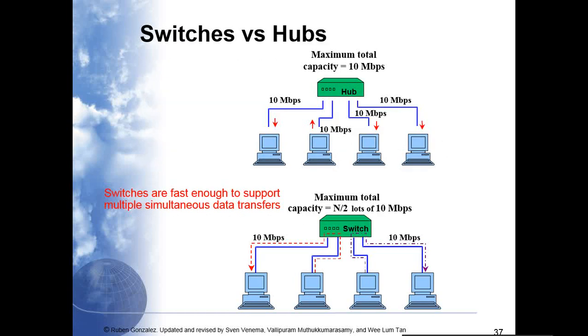Switches versus hubs. Here's an example of the hub. You'll see on the top there is one machine sending stuff to the hub, and the hub forwards it out of all the ports. As opposed to the switch down the bottom, where there's one machine talking to the switch, and that switch is only sending it out of one output, which means the other machines could also be sending stuff and dealing with information. So switches are fast enough to support multiple simultaneous data transfers, as opposed to the hub.